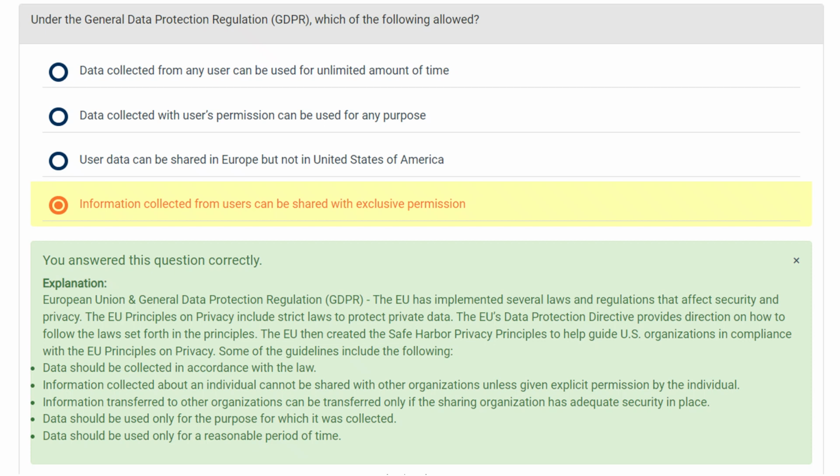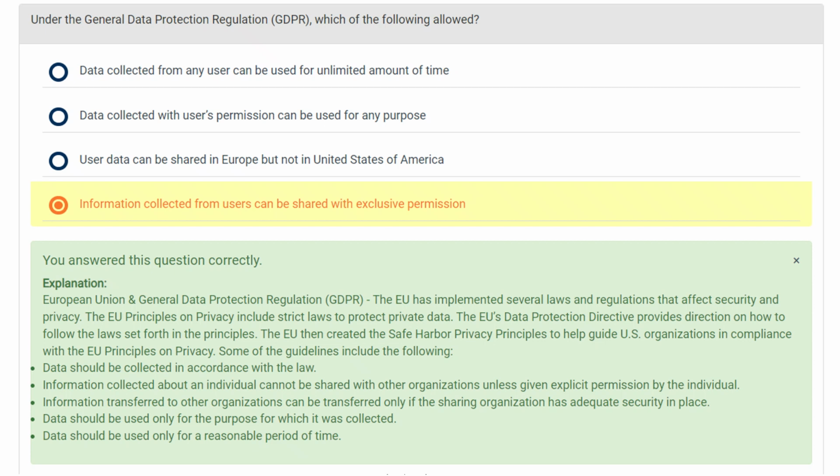The European Union and General Data Protection Regulation, or GDPR, basically the EU has implemented several laws and regulations that affect security and privacy. The EU principles on privacy include strict laws to protect private data. The EU's Data Protection Directive provides direction on how to follow the laws set forth in the principles.